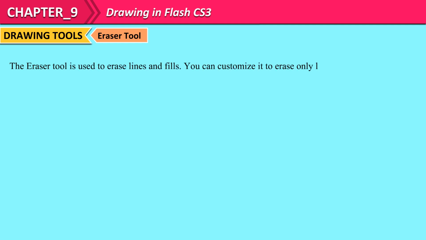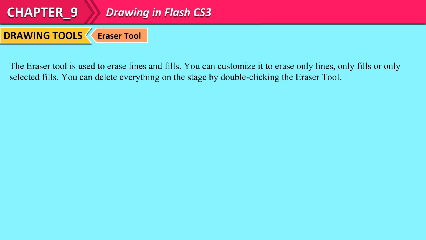Eraser tool. The eraser tool is used to erase lines and fills. You can customize it to erase only lines, only fills, or only selected fills. You can delete everything on the stage by double-clicking the eraser tool. To delete strokes or fill areas, follow these steps.